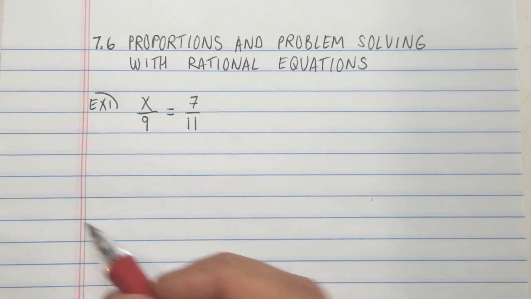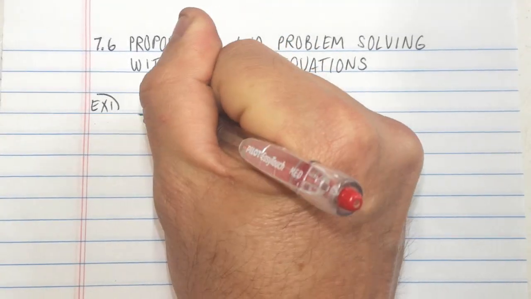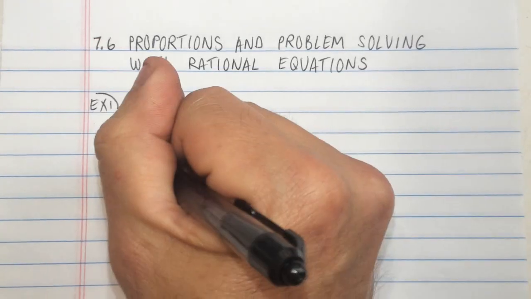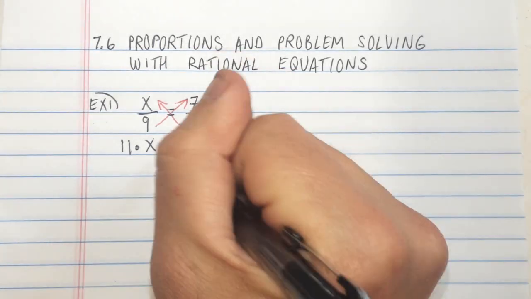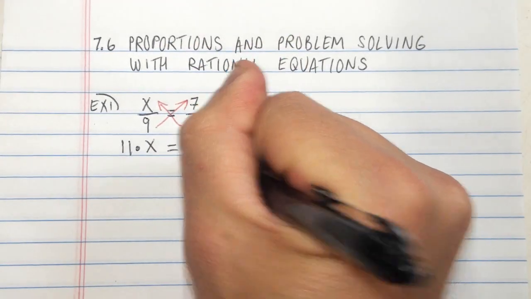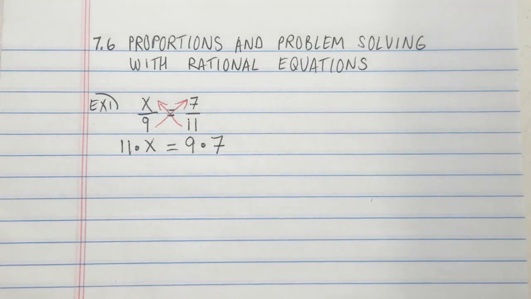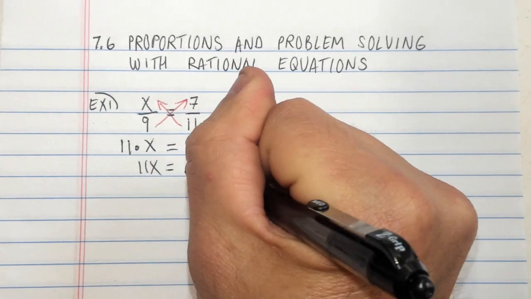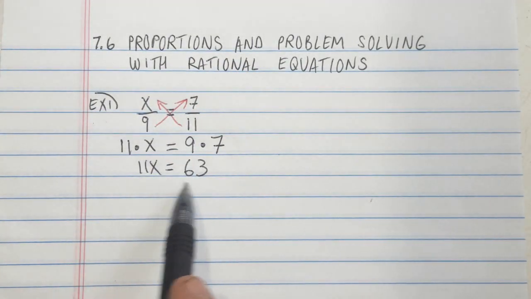But a much easier way to do them is you just use what's called cross multiplication. So you're going to cross multiply both sides. In other words, you're going to do 11 multiplied by x. And then on the other side, you're going to do 9 multiplied by 7. And when you do that, you're going to get 11x equals 63.